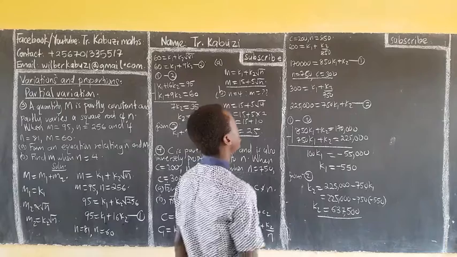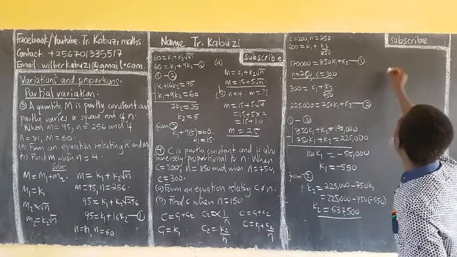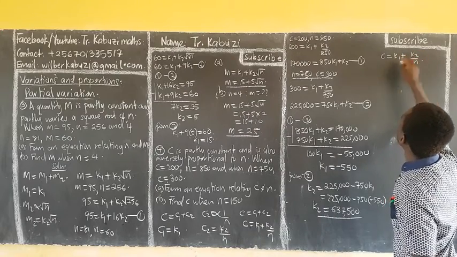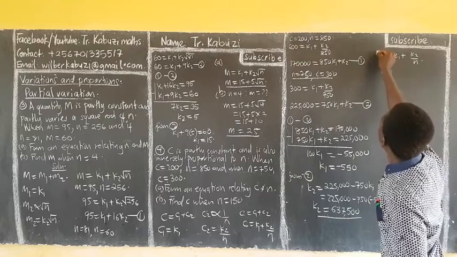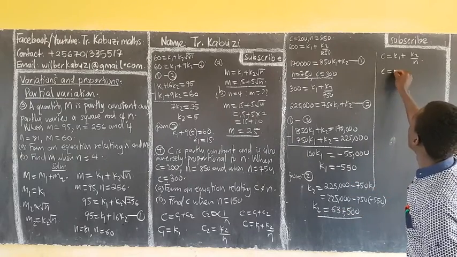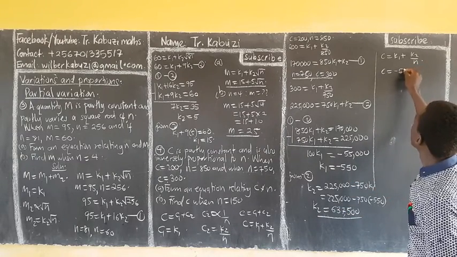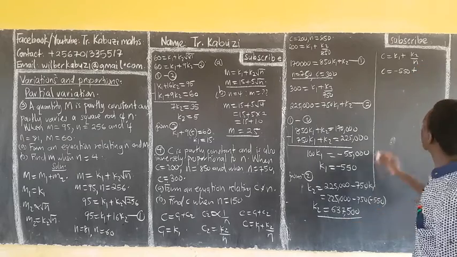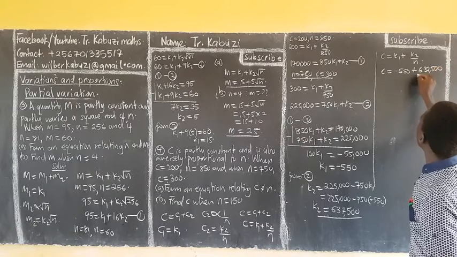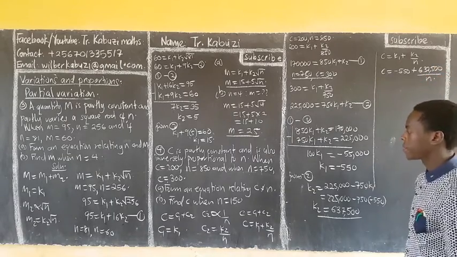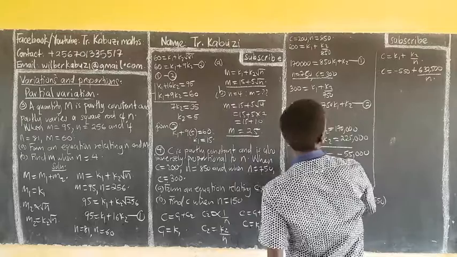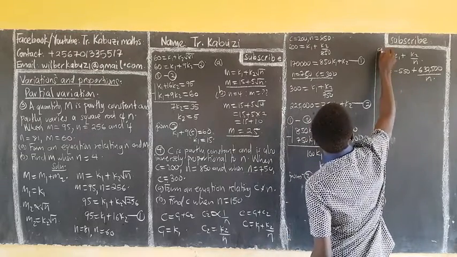Now to come back and write this equation the way it was, so that our C was K1 plus K2 over N. Putting them there, now my C, I'm writing here please. My C, K1 is negative 550, then plus my K2 which is 637,500 over N. So this is the equation now relating C and N. This was part A.